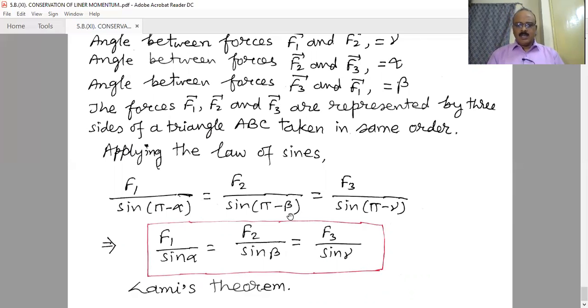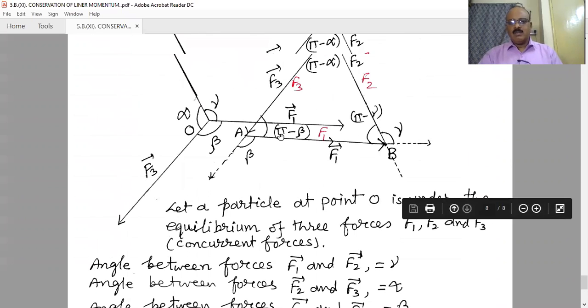In such a case, the equilibrium may be static equilibrium or dynamic equilibrium, that means the object may be in continuous uniform motion, or if it was initially at rest, then it will remain at rest. Then we can apply this theorem only for three vectors.